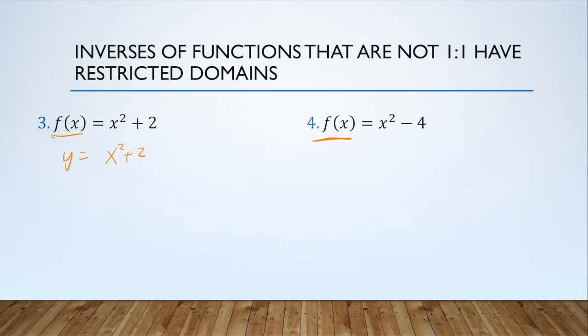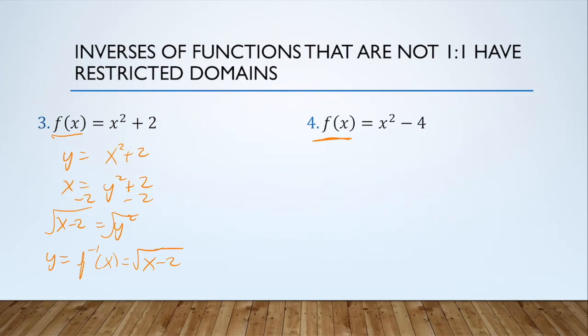I'm going to go ahead and interchange my x and y, and then I go about solving for y. I get x minus 2 is y squared, square root of both sides. So I have y, which is f inverse of x, equals the square root of x minus 2.